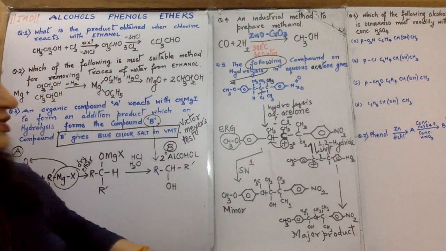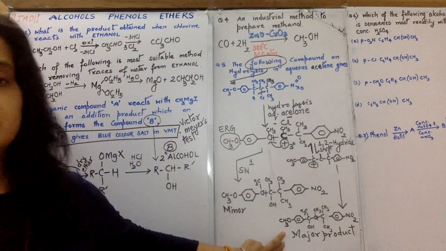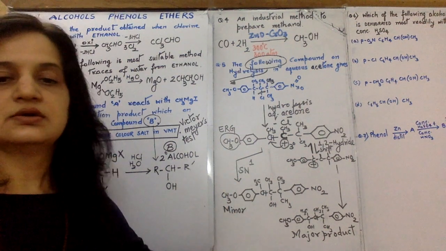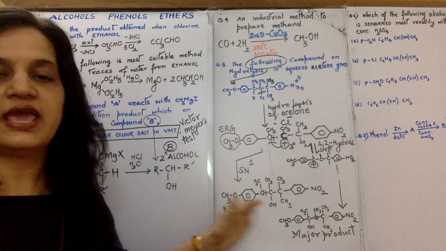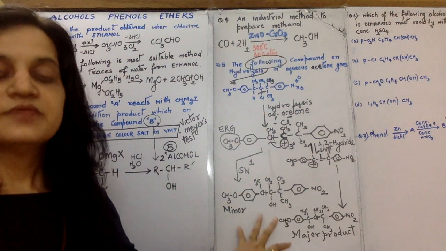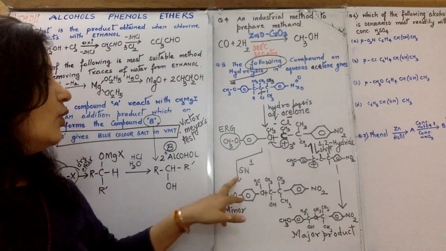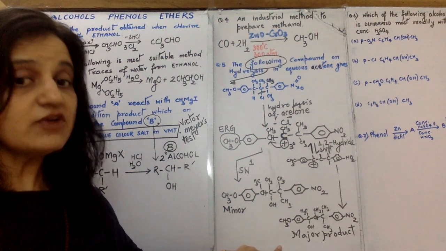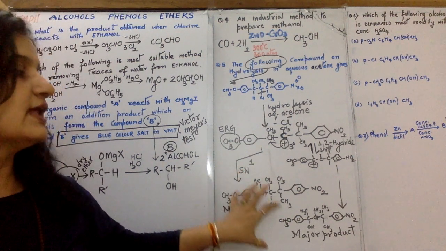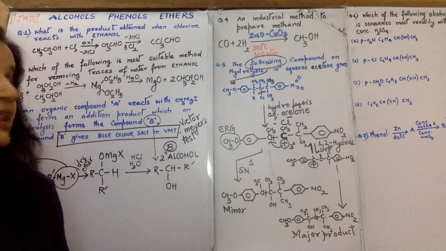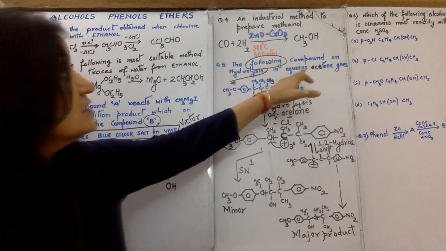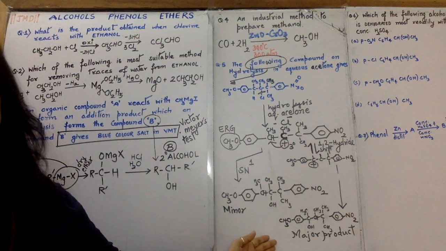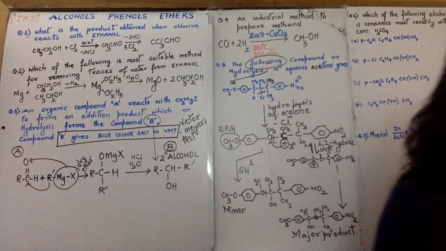Now if in the options they have both, then that is the best answer. If in the options they don't have both A and B or X and Y or K and L, and they have an option only this or only this, then this is right. If they have an option where it says this is minor and this is major, that is also right. If in the question they ask for the major product, then this one only.